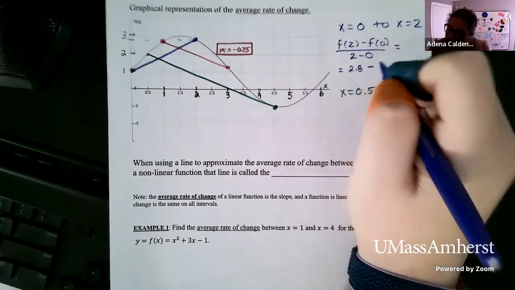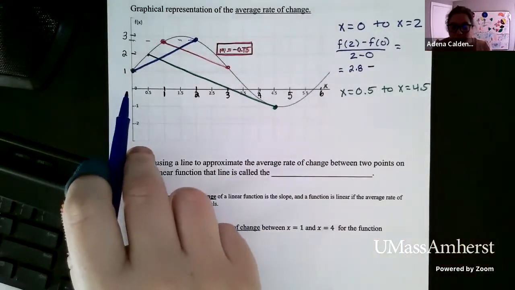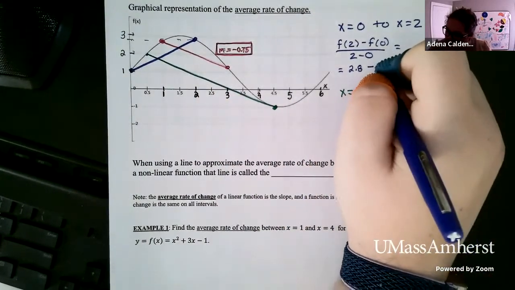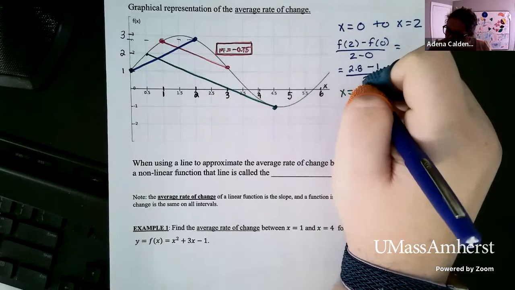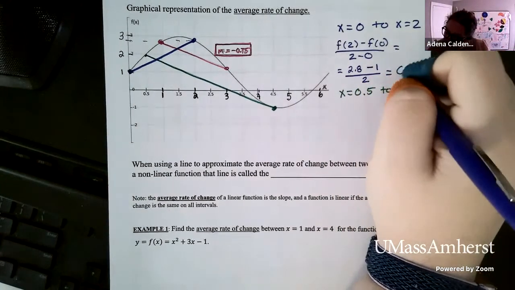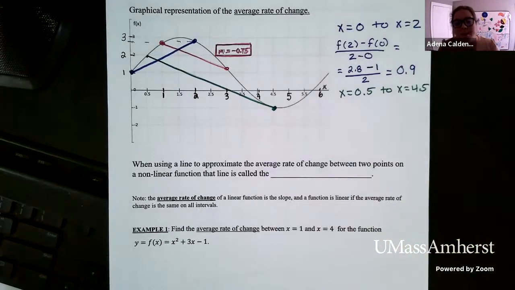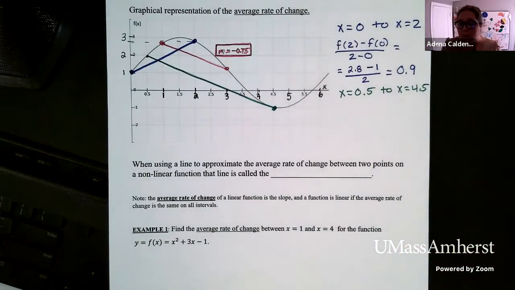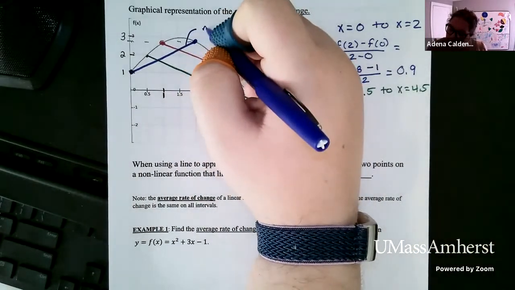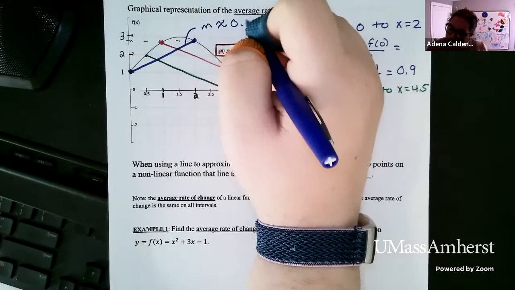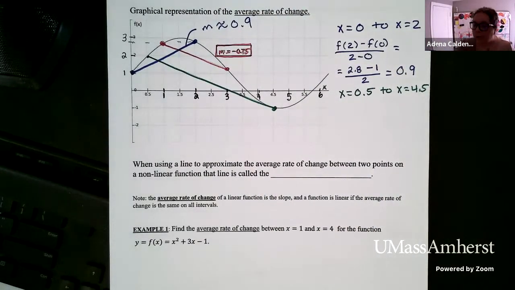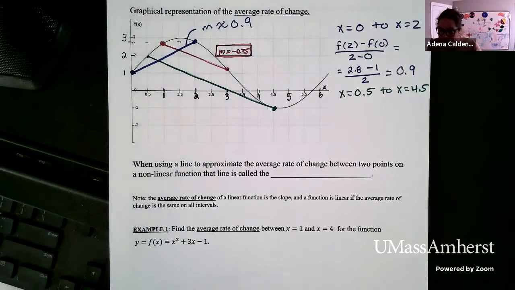And then minus f of 0, so I come over here, and it looks like this touches right at 1, so I'm going to call that 1, divided by 2. So I crunch that number, and I'm going to get 0.9. As I mentioned before, I expected the slope to be positive. This number is positive, so that's good. So my slope is approximately 0.9. So my average rate of change from 0 to 2 is 0.09.